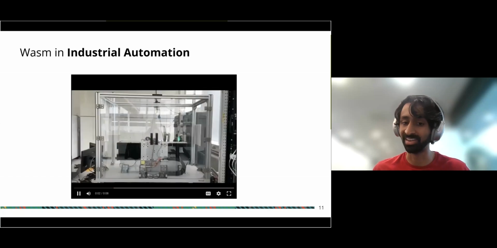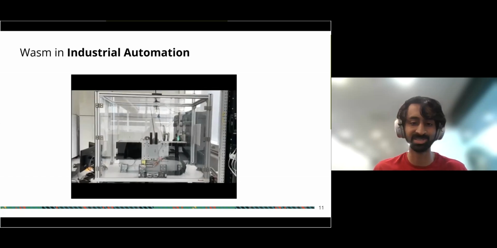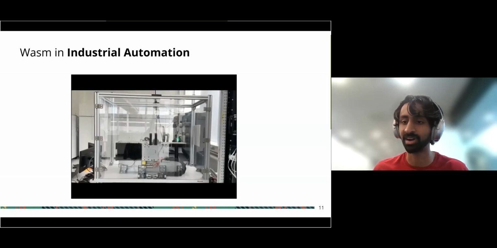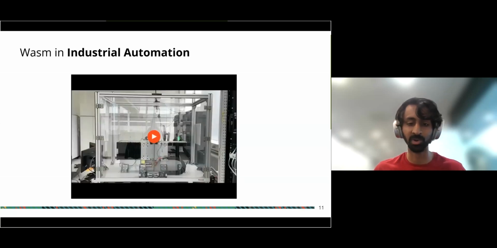So just to give you an idea of Wasm in industrial automation, because I think we showed this video 2 years ago, but I'm sure there's a fresh crowd now. We're basically running this really ginormous, dangerous pendulum using Wasm, powering it through Wasm and the Control-X data layer, essentially.